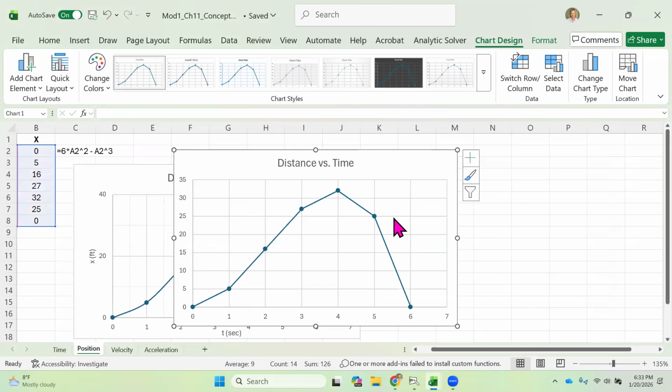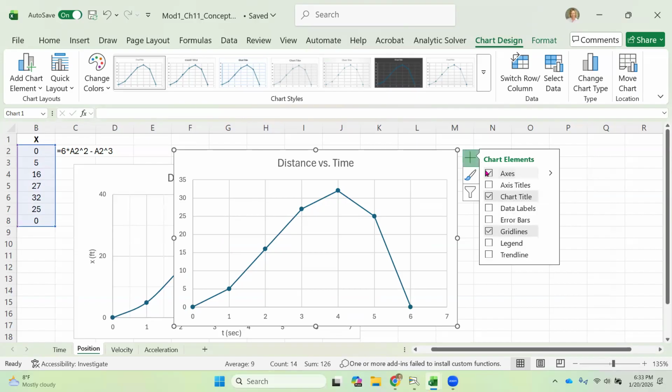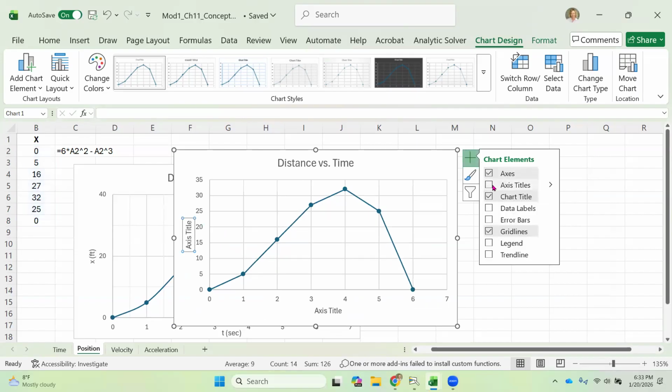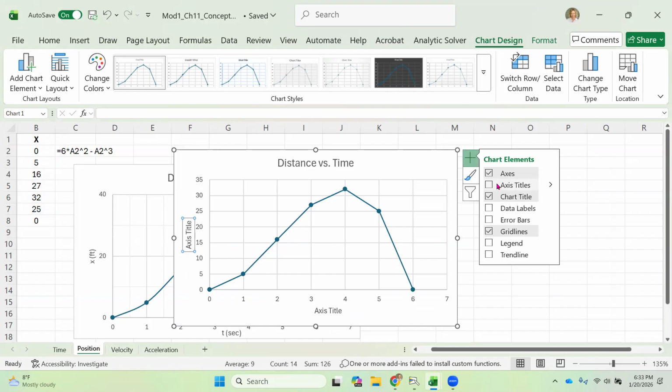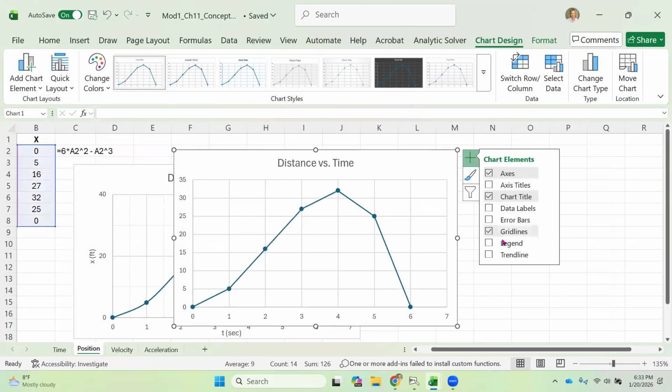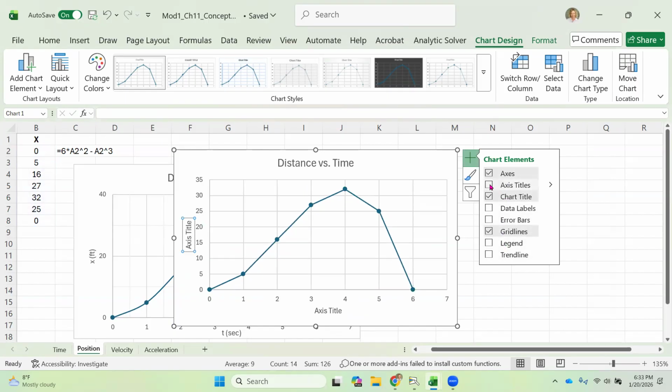Right now, they're not labeled. So all you do is you select the chart, and then there's a plus sign here. If you click on the plus sign, you just want to check axis titles. And if you hover over any of these without actually selecting them, it'll give you a preview of what it would be. So we just want to add axis titles.